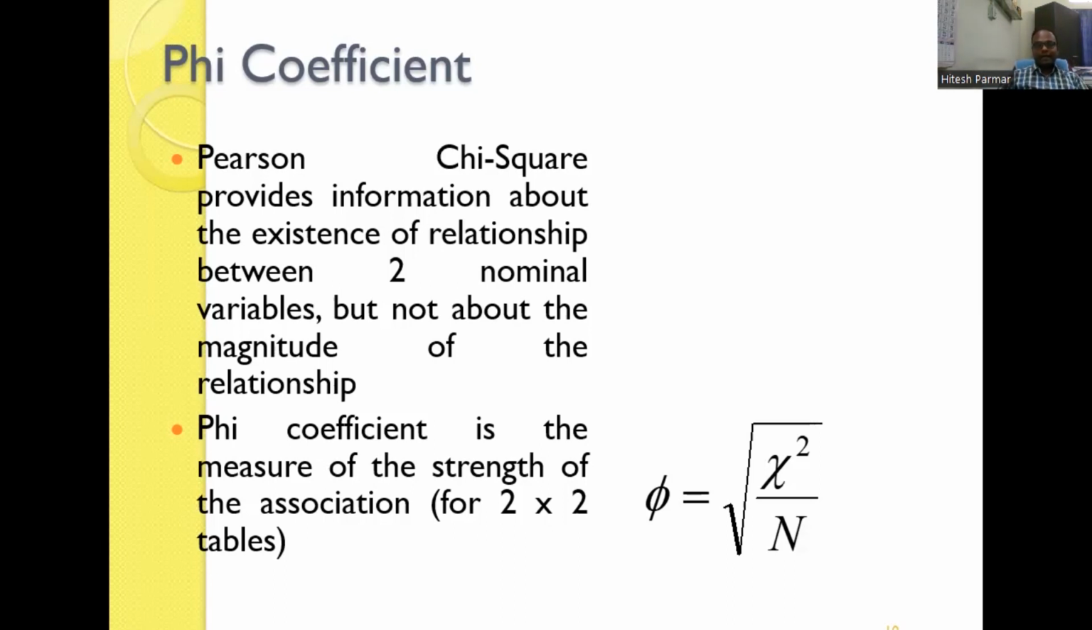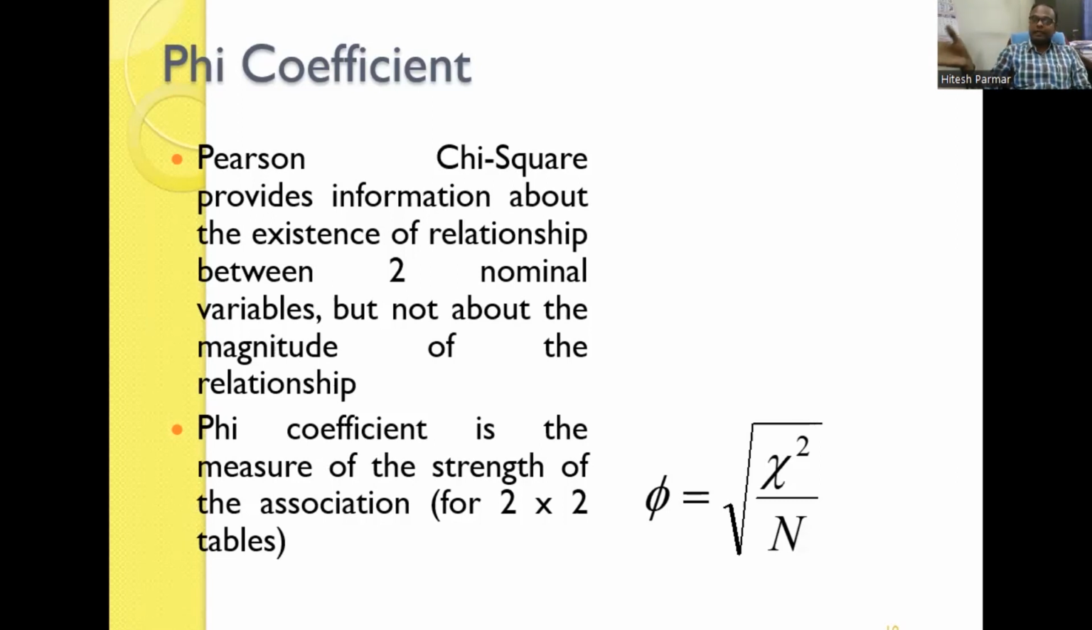See, directly when we go for a chi-square test, we cannot compare the level of association. For example, suppose we have a calculated chi-square of 30.50, and a second calculated chi-square of 1000. We cannot say that the calculated chi-square value of 1000 is more highly associated as compared to the chi-square which is only 30.